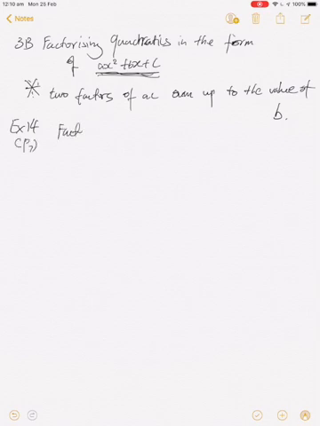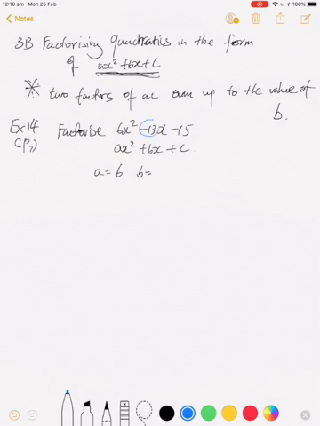To factorise 6x squared minus 13x minus 15. First of all we need to identify the values a, b, c. So we write the general form, ax squared plus bx plus c. Now we know a is equal to 6, b is equal to negative 13. Be aware that it's negative 13, and c is equal to negative 15. Be aware of that negative sign.